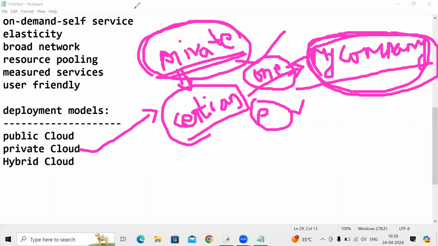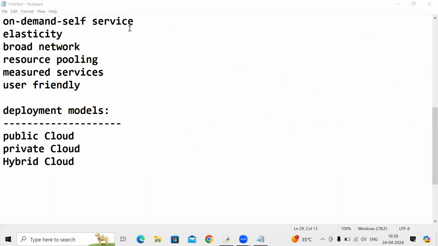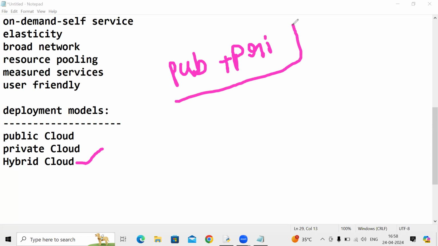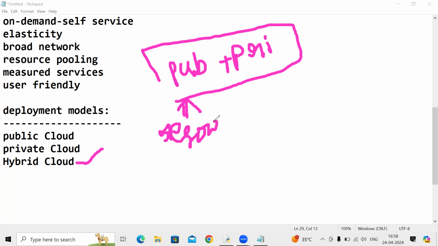And hybrid cloud, guys. Hybrid cloud is nothing but a combination of public and private. Suppose you have some resources on public cloud and you have some resources on private cloud. Resources are nothing but whatever resources you are using for your organization project.